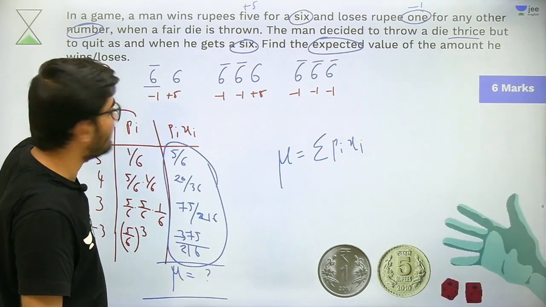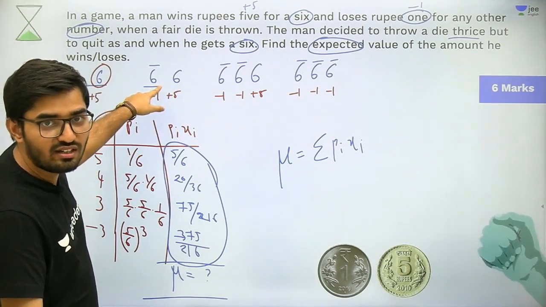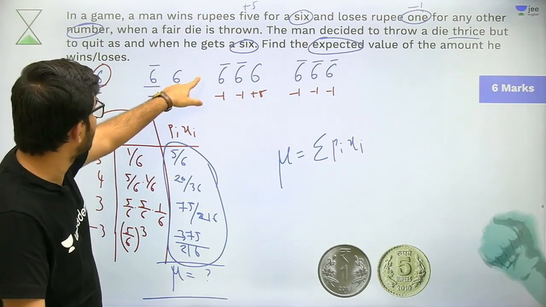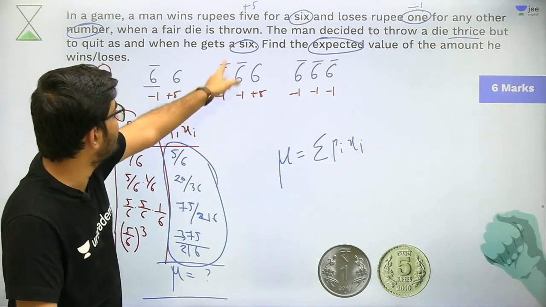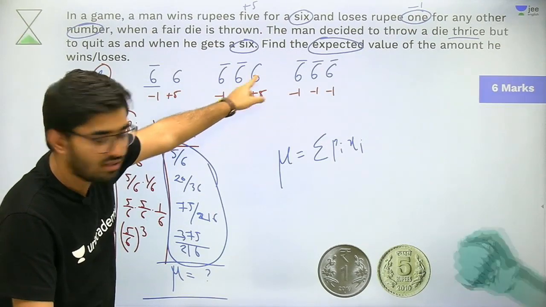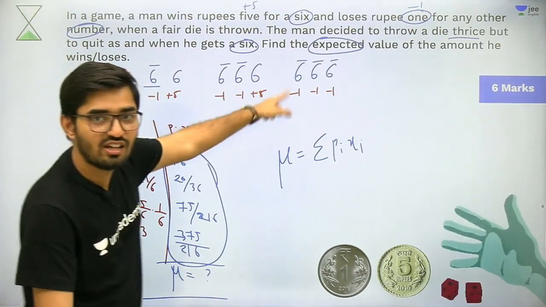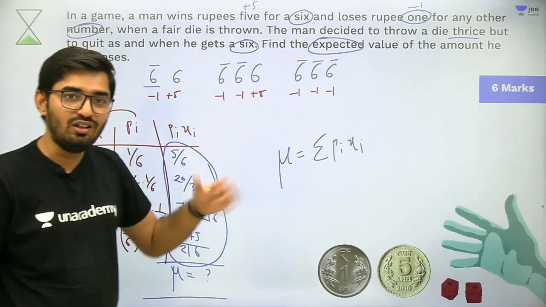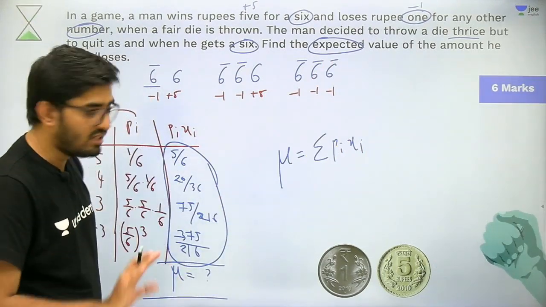Like first trial only he got a 6; first trial he did not get, but second he got a 6; then first he did not get, second also he did not get, so third he got a 6; and then the fourth case is he is not getting 6, not getting 6, not getting 6. All 3 he is losing. Okay, so these are the cases.